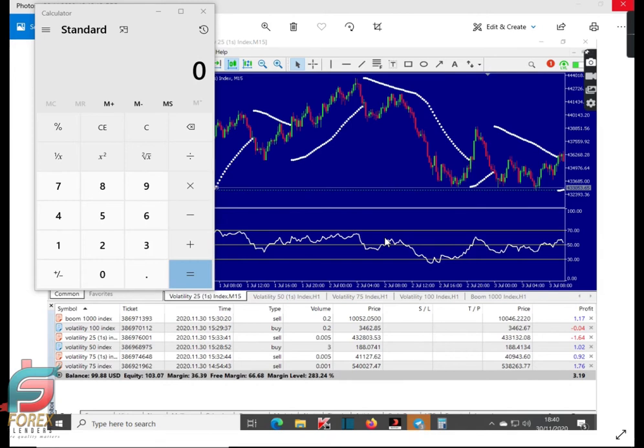Today we are going to discuss how you can calculate points or pips and maximum loss on different volatility indices, but just after the break.